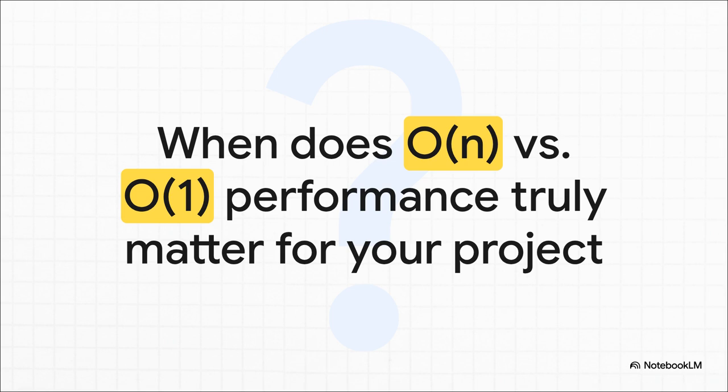For a list with a dozen items, who cares? It's instant. But for a list with 1 million items, that's a different story. The next step in your journey is learning to ask yourself, at what point does performance actually start to matter for what I'm building? And understanding that, well, that's what separates code that just works from code that works well at any scale.